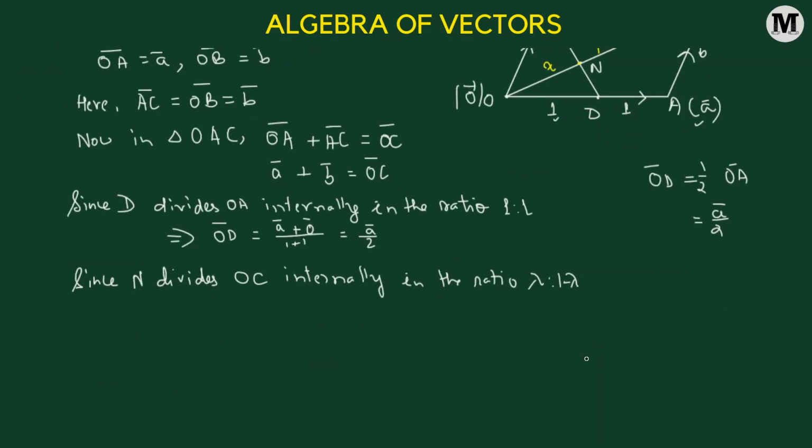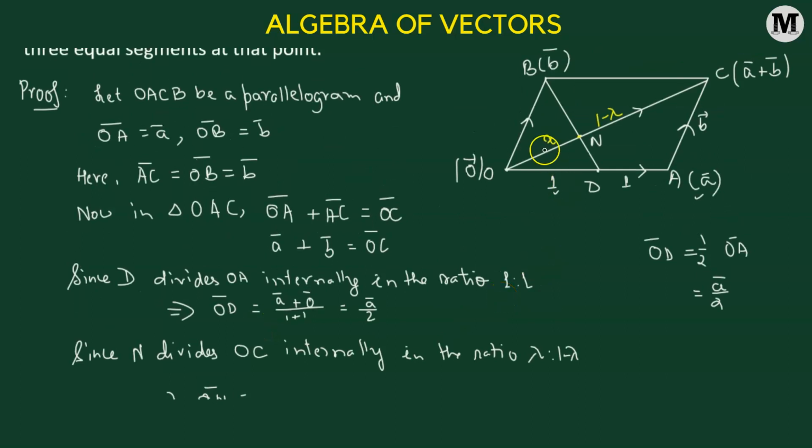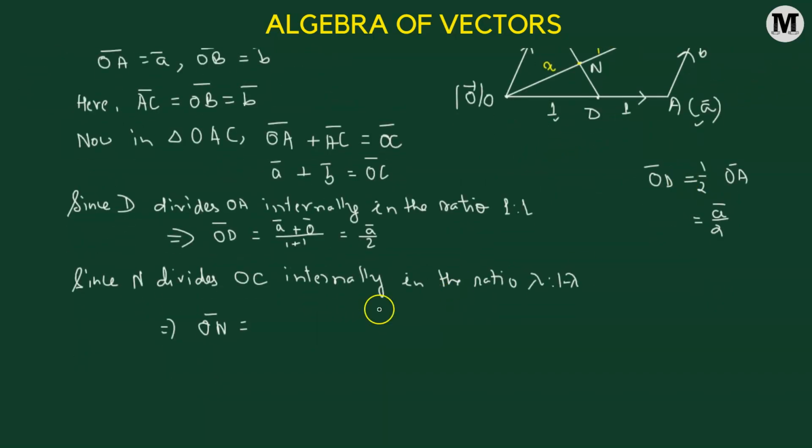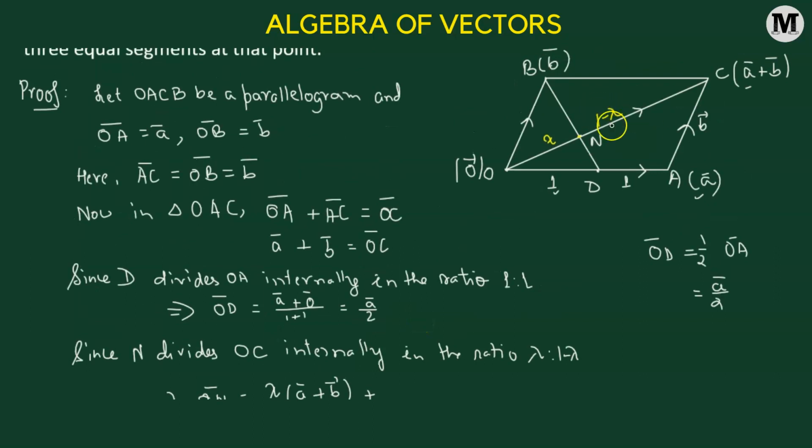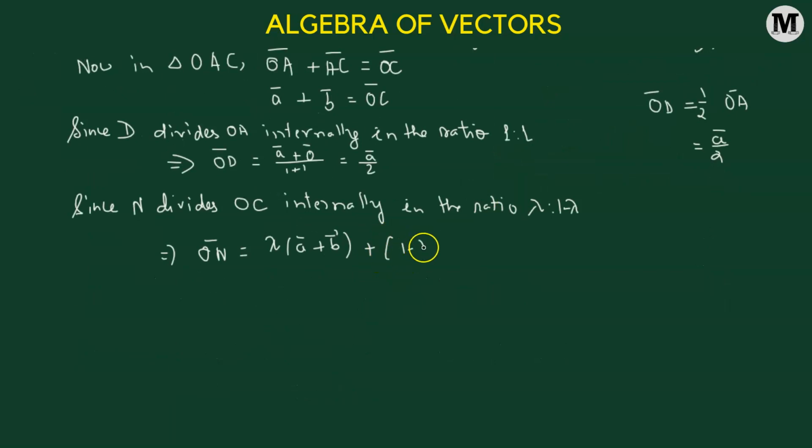So here we can apply the internal section formula to get the ON vector. ON vector will be equal to, I have to be slightly careful with the diagram. Lambda will get multiplied with the position vector of C, that means lambda times (A vector plus B vector), added to 1 minus lambda. 1 minus lambda will get multiplied with the position vector of the origin, which is the null vector, all divided by lambda added to 1 minus lambda.